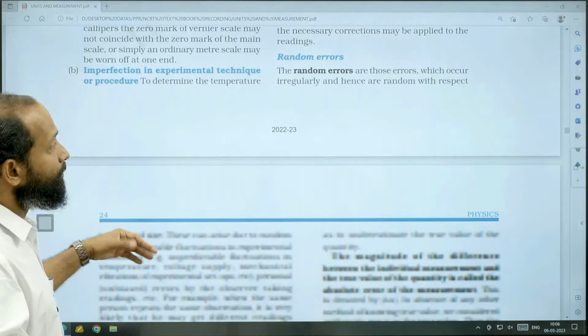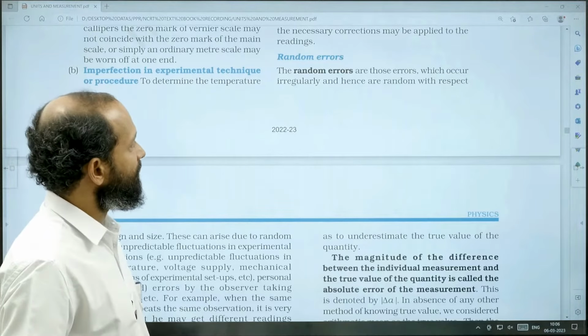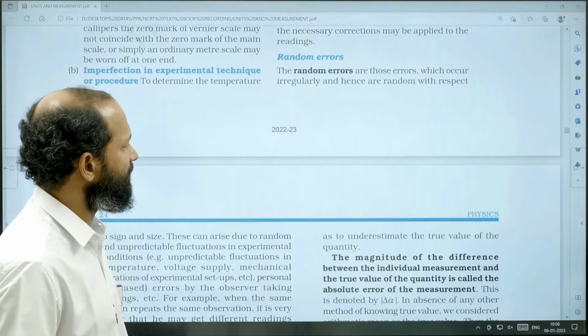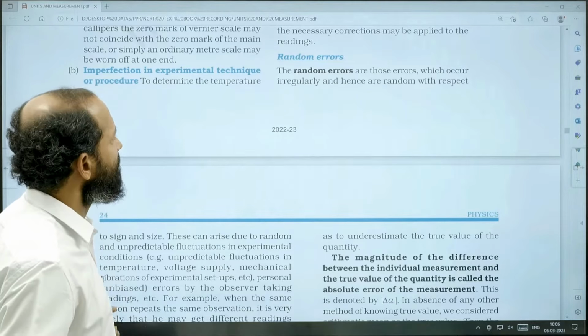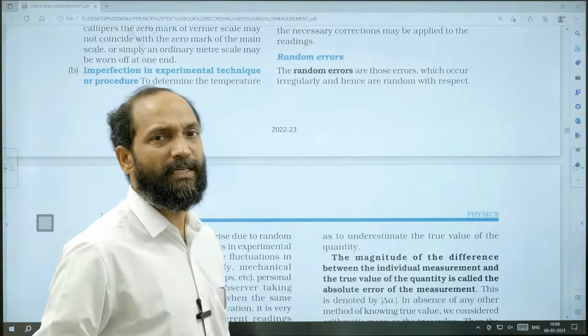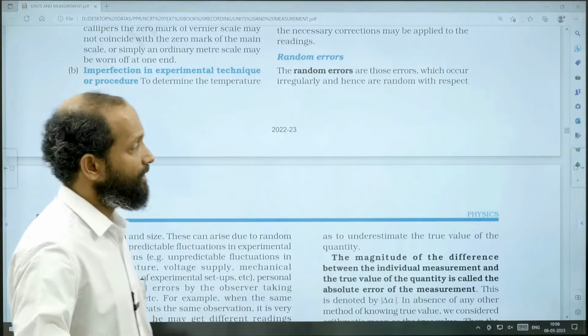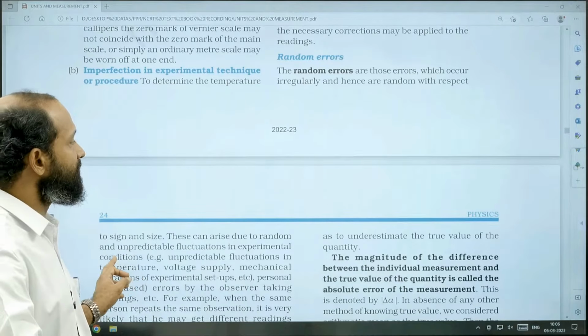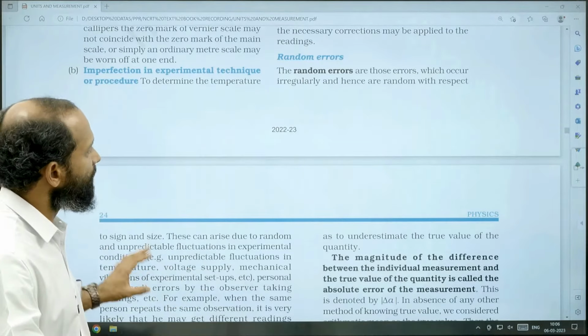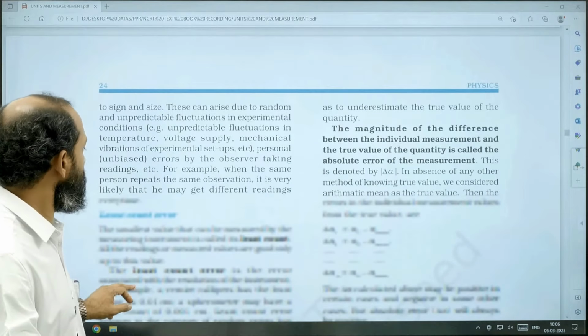Random error cannot be predicted, how it arises. It goes randomly, irregularly. We do not know how it is established. But random error can be minimized by taking more number of observations. The more the number of observations, the less is the random error. You just go through this part, it is also important. You read, that part is important.